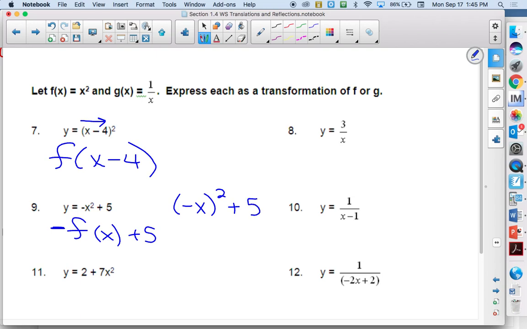Then you would have parentheses and a negative inside the parentheses. But if there aren't parentheses, there's nothing sticking that negative with the x. It's in front of the function.